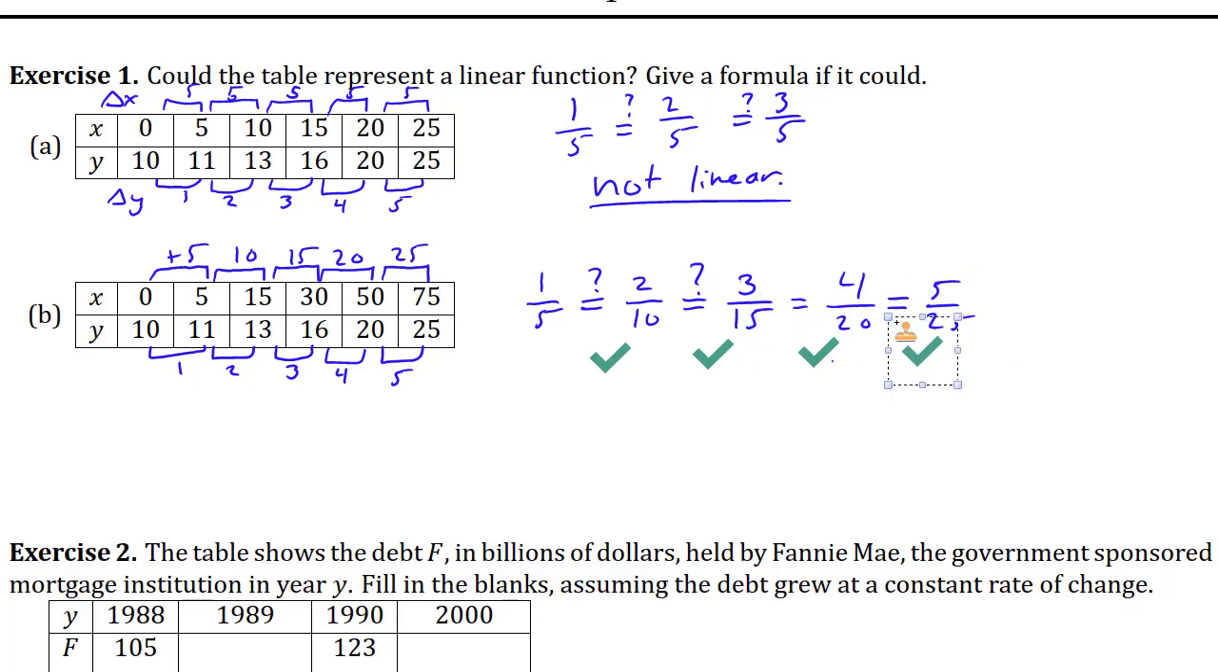So this is linear, and the slope is 1/5, or 0.2 if you want it as a decimal. Okay, so then, if we have the slope, we could use slope-intercept form, because we have the intercept right here. So you could write the equation as y equals that 10.